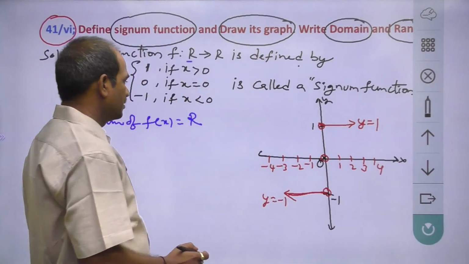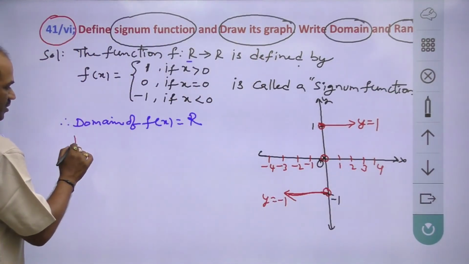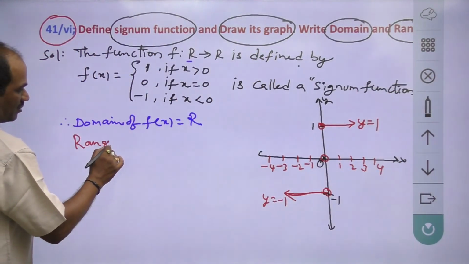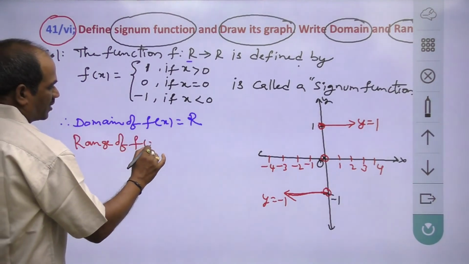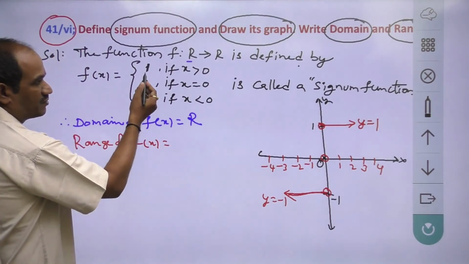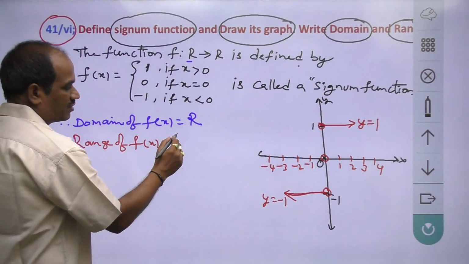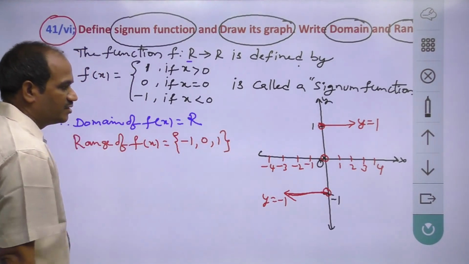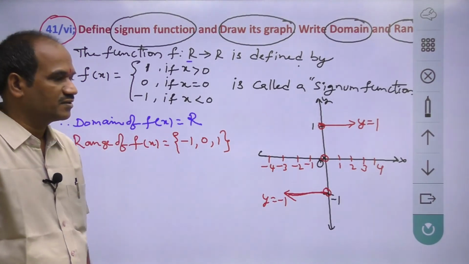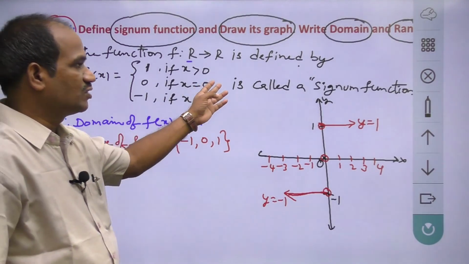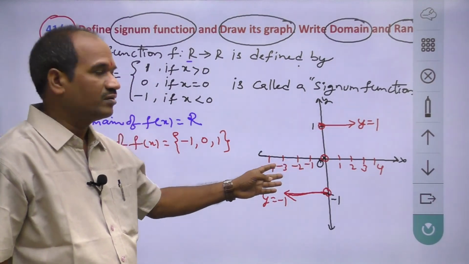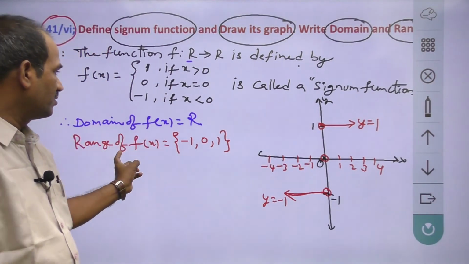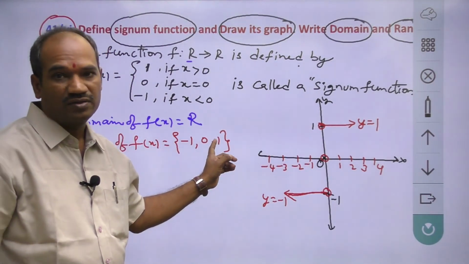The range of f of x is equal to the values 1, 0, minus 1. So the range is minus 1 comma 0 comma 1. This is the range of the signum function. Write the definition, 2 marks; graph, 1 mark; domain, 1 mark; range, 1 mark. Five steps, 5 marks.